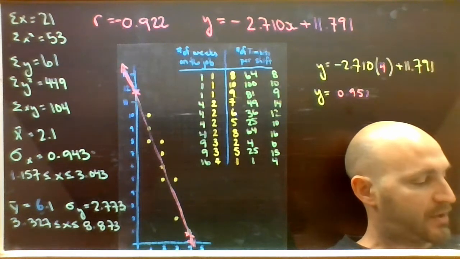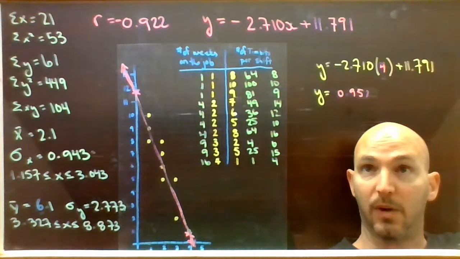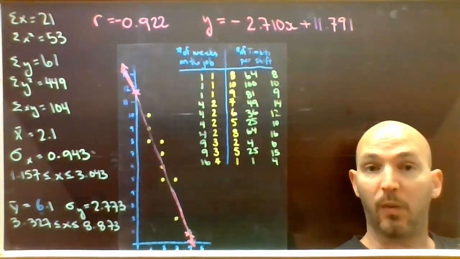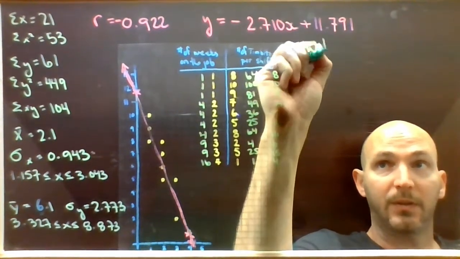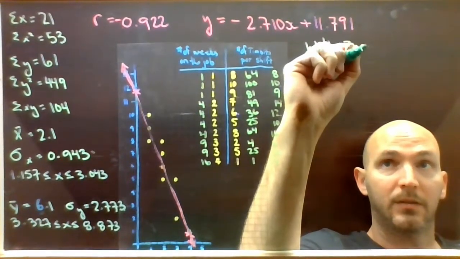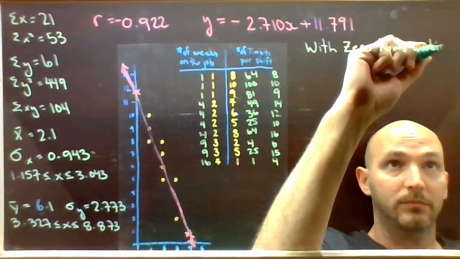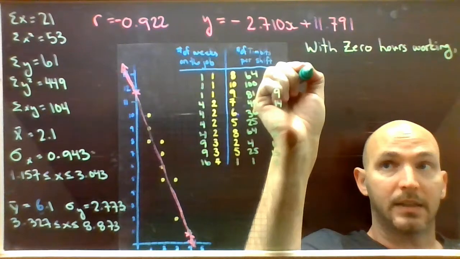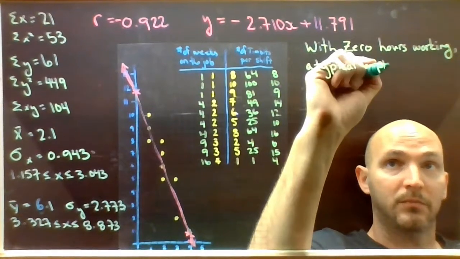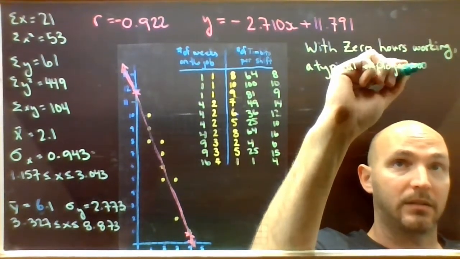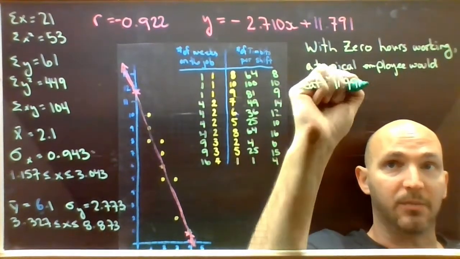So once you've established all this stuff, we need to go through and interpret these values for the slope and the y-intercept. So what my line is telling me is that with 0 hours working, a typical employee would eat 11.791 timbits per shift.